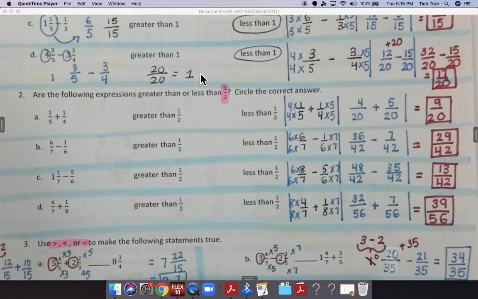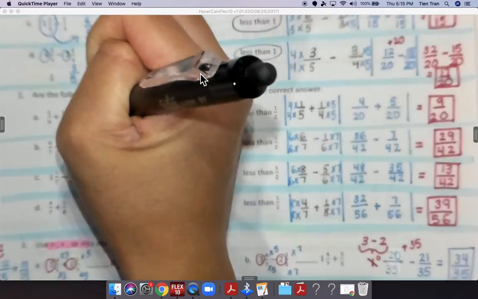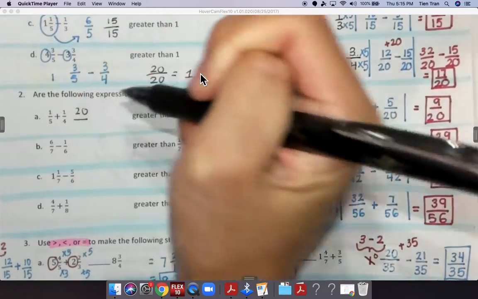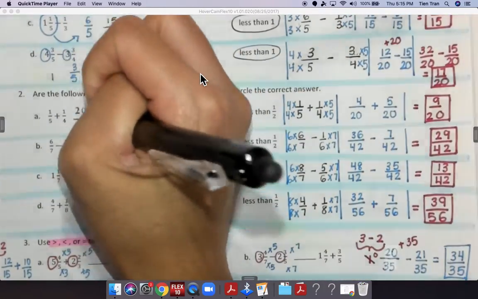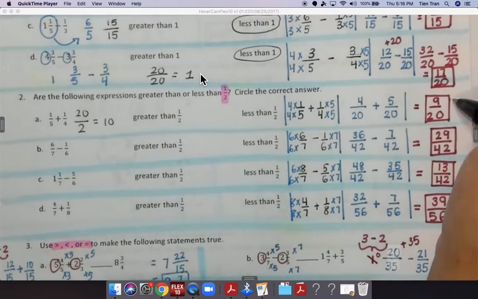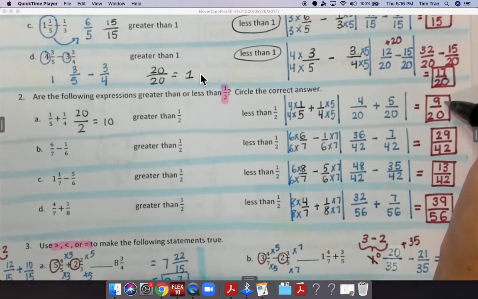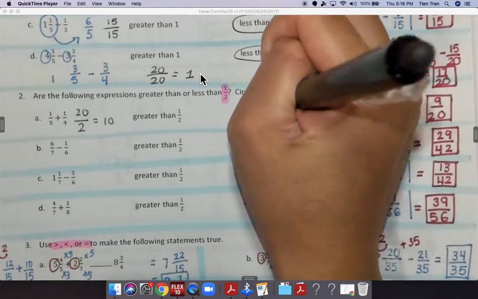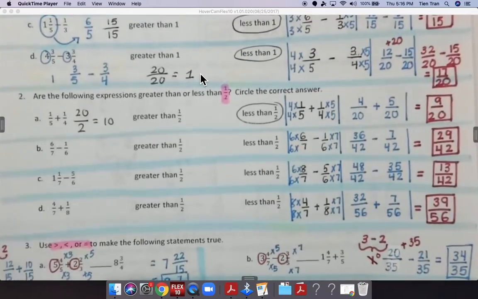Now, what is half of 20? Half of 20, right? If I were to divide 20 by 2, then it should be 10. Now, notice this number is 9, so that means that it is less than 1/2. So I'm going to circle less than 1/2.